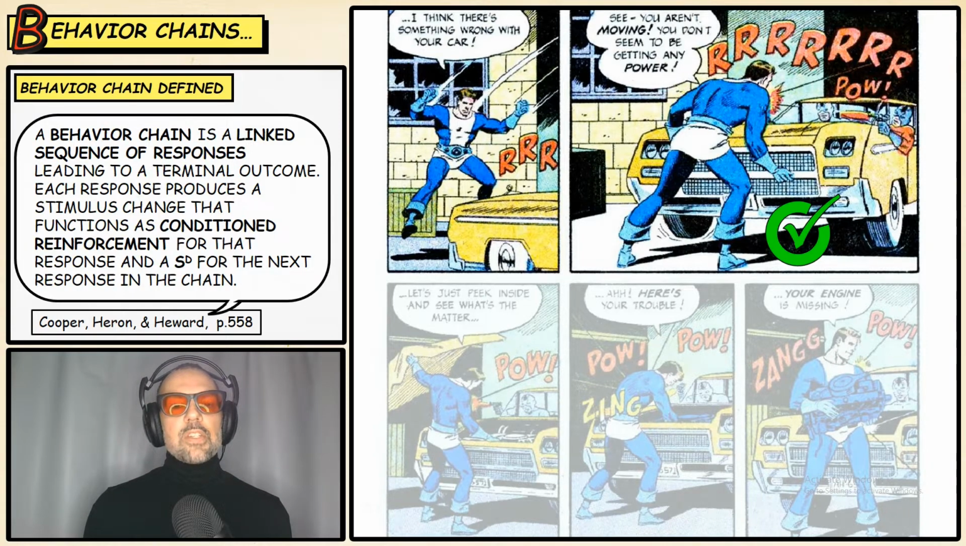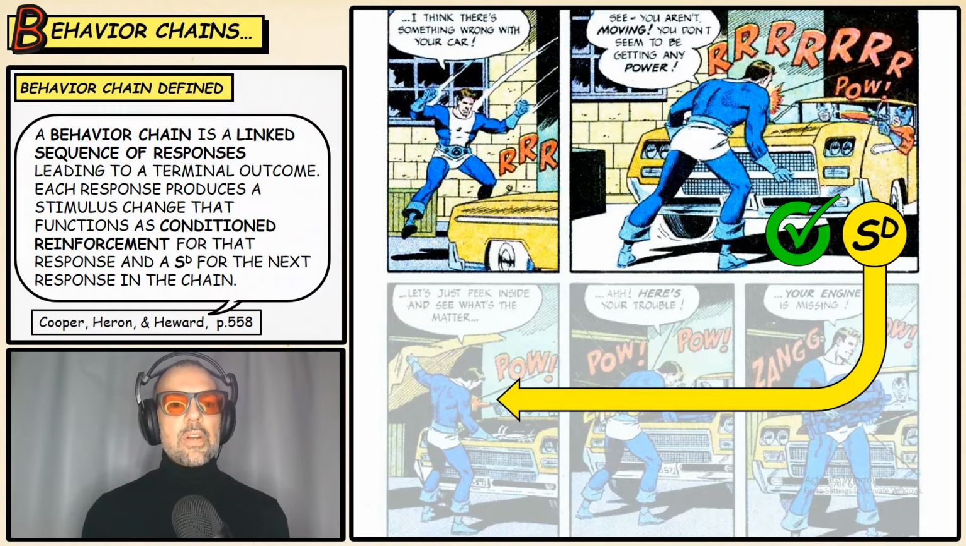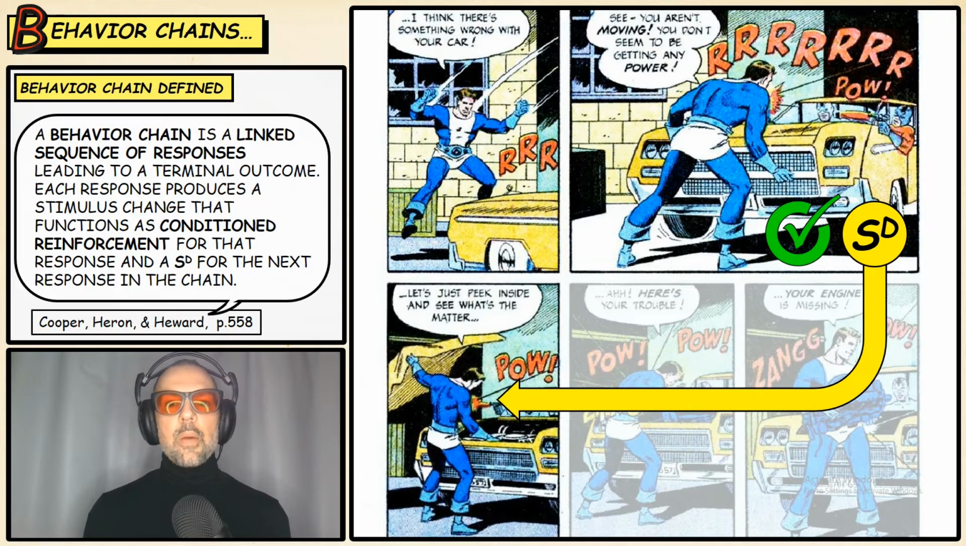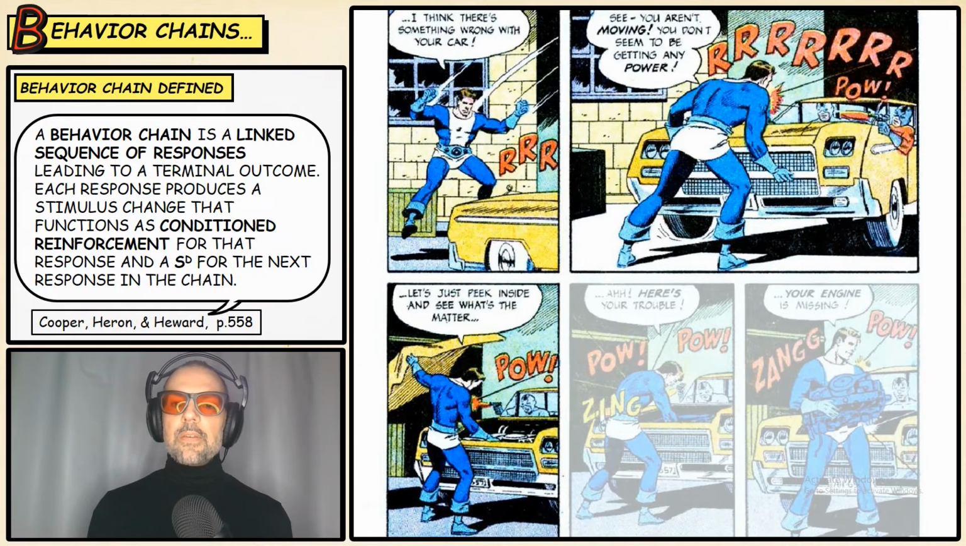So once that discriminative stimulus is present, you now know that you will be reinforced if you place your hands on the car, and then stopping the car becomes that discriminative stimulus for the next behavior in the chain, which is ripping the hood off. So once you produce the stimulus change when you've stopped that car, that stimulus change is a discriminative stimulus that the next behavior can now be performed, will now be reinforced. So you rip the hood off of the car, that behavior gets reinforced.